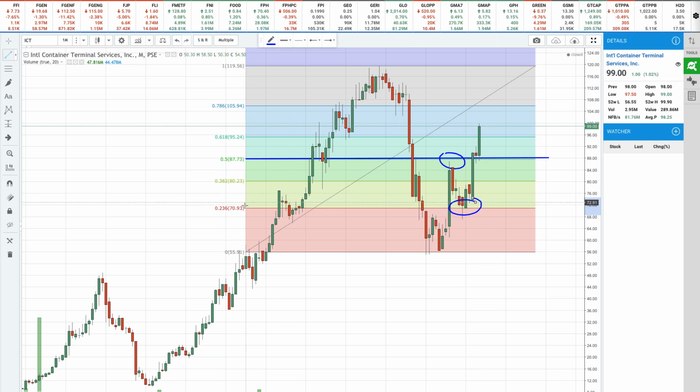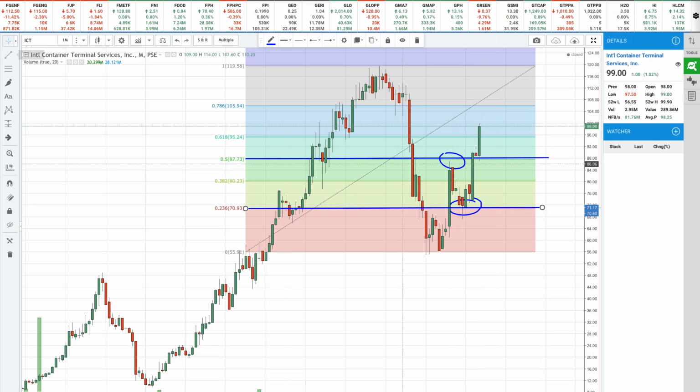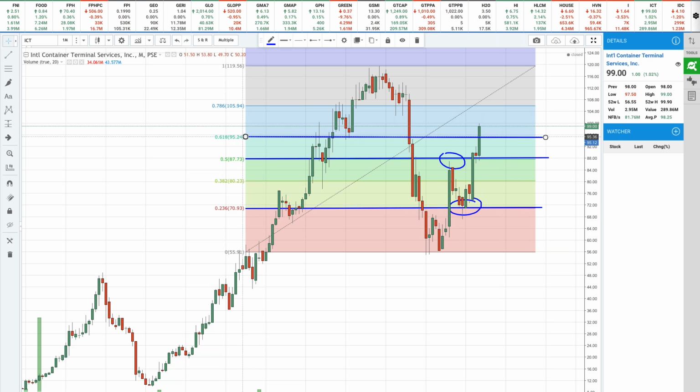Where did it find support? It found support at another Fibonacci level. It broke above again. Currently, it's still above. It's still making its way up. The fact that it broke above the 61.8 Fibonacci level, and what did you say about this level? This is a strong Fibonacci level to break. If it breaks above that, then we have a strongly trending security.